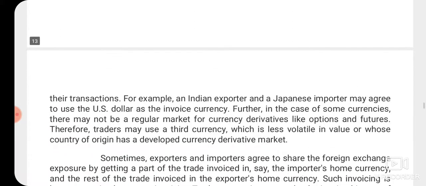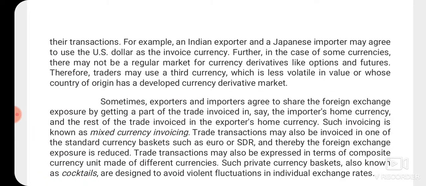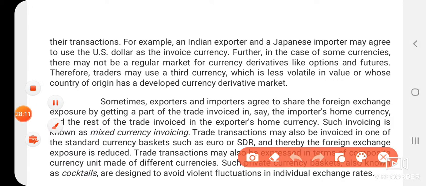Till now we have discussed this. In order to understand clearly, I am taking two countries' examples and their currencies. Think that, for example, an Indian exporter and a Japanese importer may agree to use the US dollar as the invoice currency.